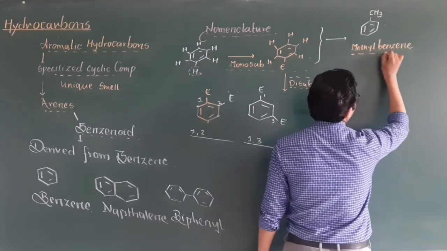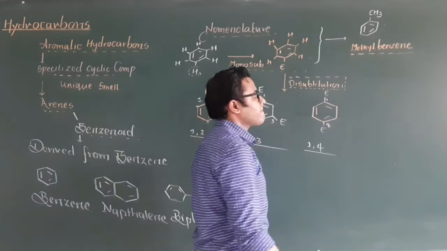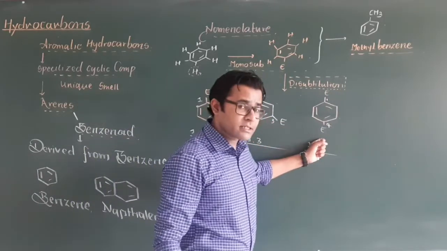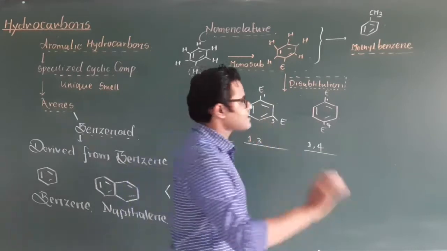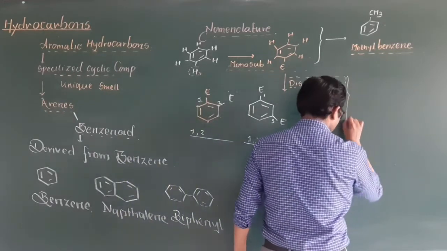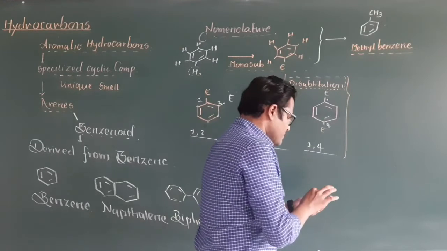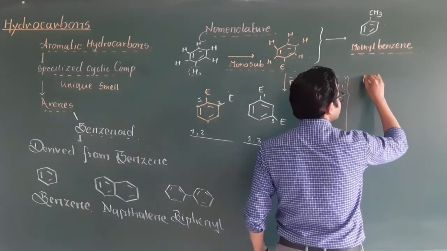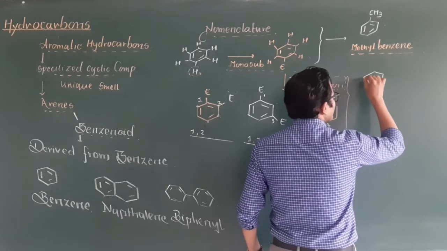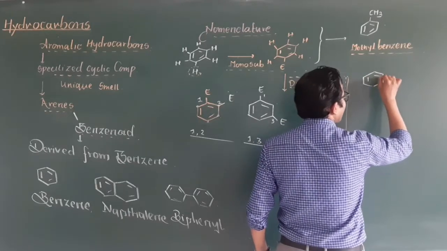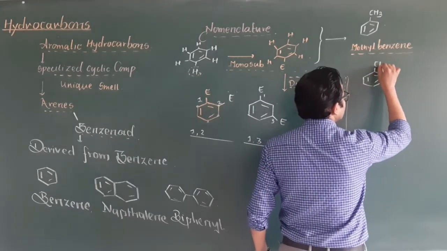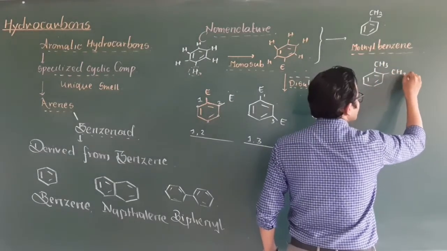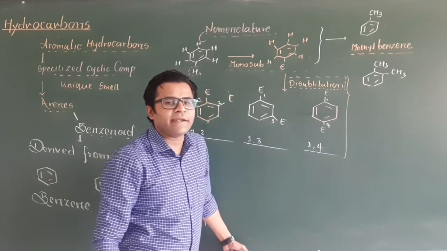Okay, this is methyl benzene. We have 3 different products for disubstitution, so let us take the examples. For the disubstitutions, let's take the same approach as for methyl benzene. We will replace one hydrogen again by a methyl group. So what are we going to get? CH3 and CH3 again, right?